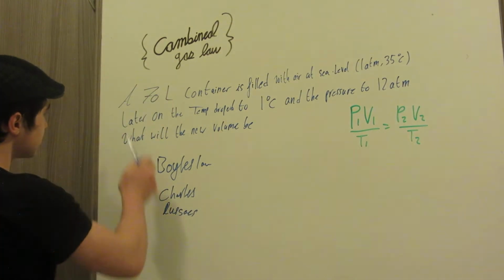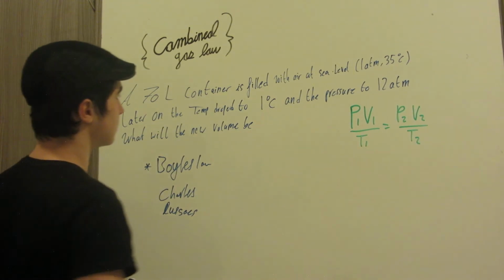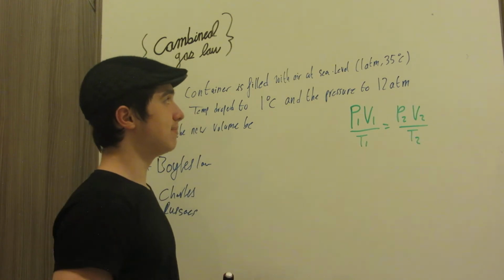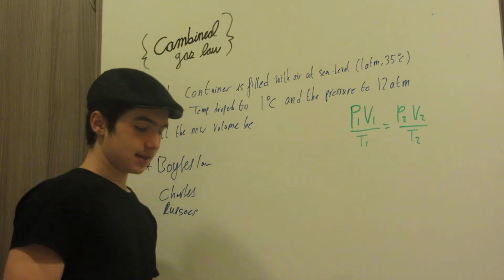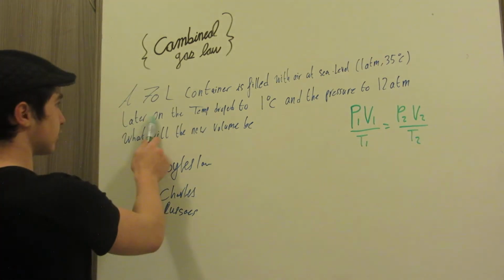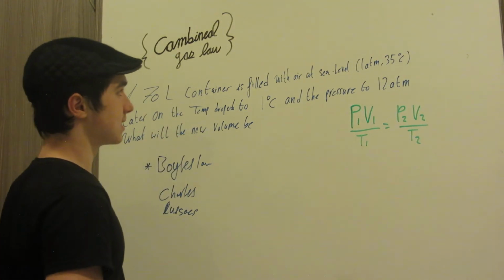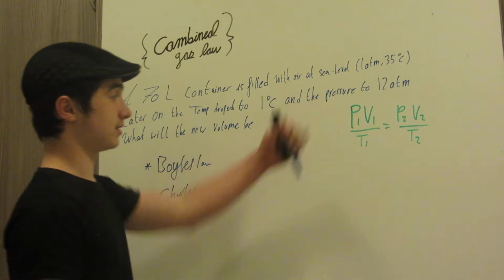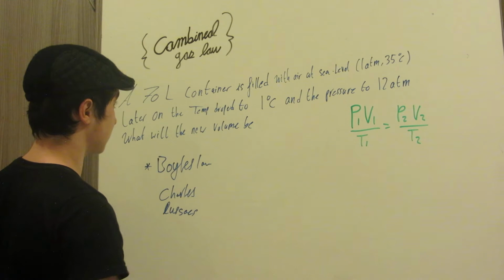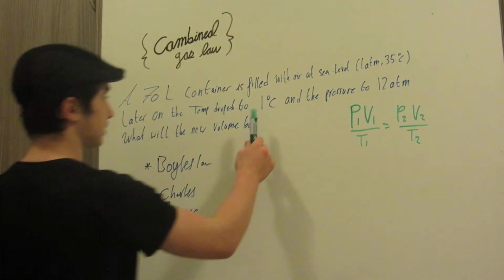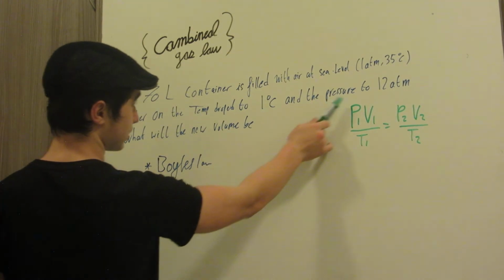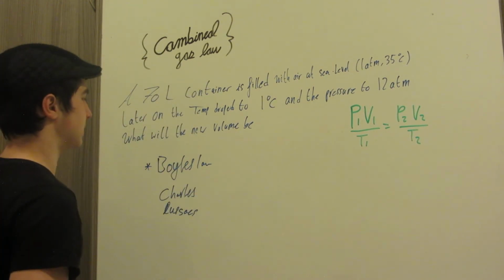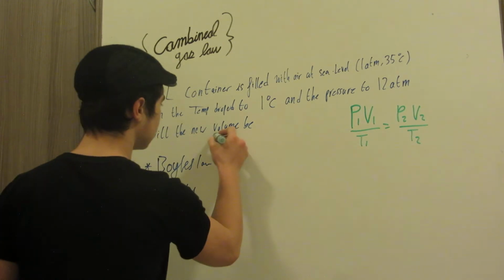Alright, so the question mentions a 70-liter container is filled with air at sea level. We have 1 atm pressure and 35 Celsius as temperature. Later on, the temperature dropped to 1 Celsius and the pressure to 12 atm. Of course, the pressure didn't drop, it increased. So the temperature dropped to 1 Celsius and the pressure went to 12 atm. What will the new volume be? So the unknown here is the volume.